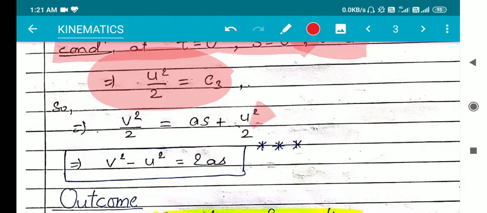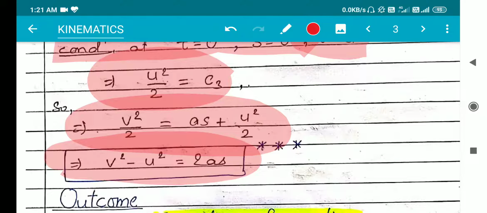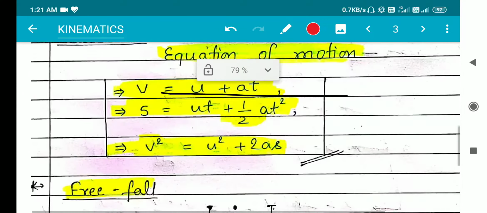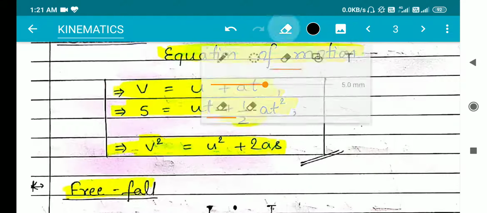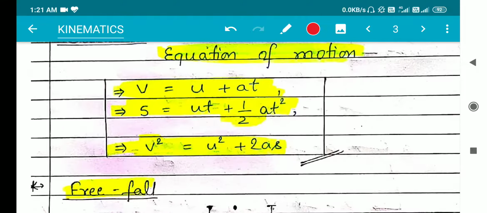Putting the value of c3, we get the equation v square by 2 is equal to as plus u square by 2, and by solving we get v square minus u square equal to 2as. This is the third very important equation of mechanics, which has great importance in the field of mechanics. Now many times students get confused about how and when this equation is used.